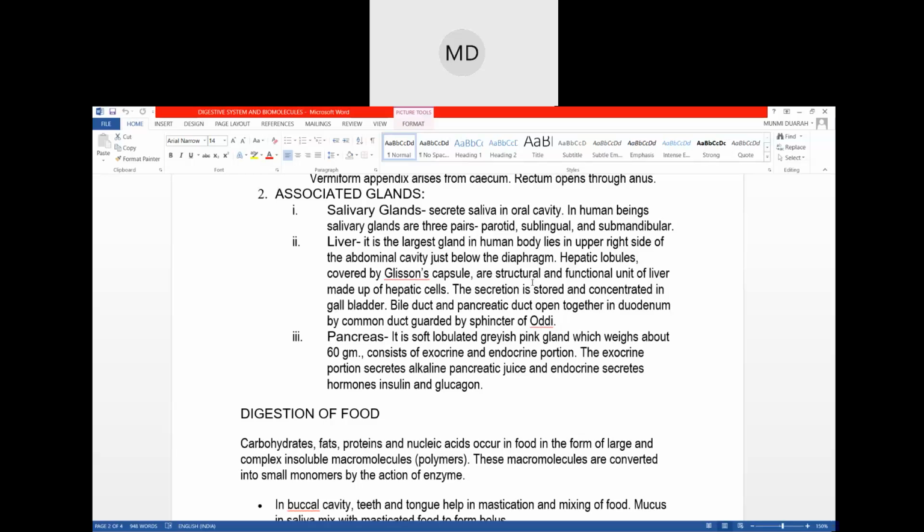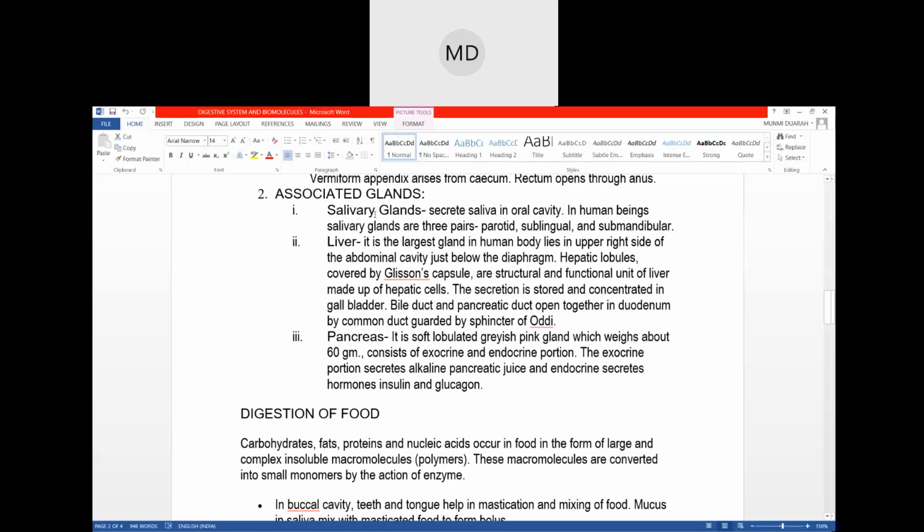There are some glands which play a very important role in digestion, and without those glands, digestion would not have taken place. Food will not be digested. They play a very critical role in digestion. Those glands are the salivary glands, liver, and pancreas.